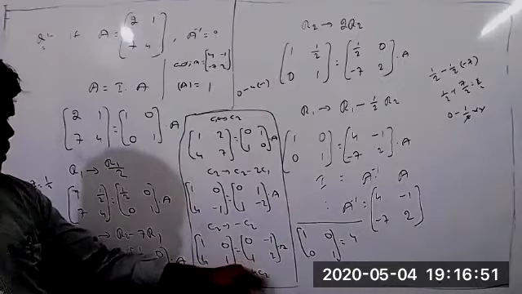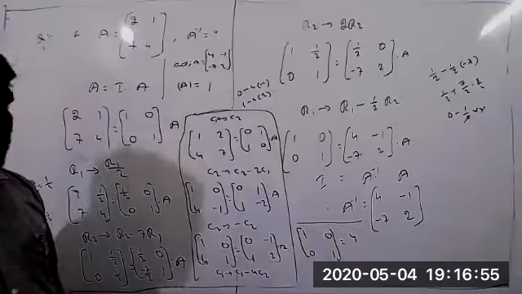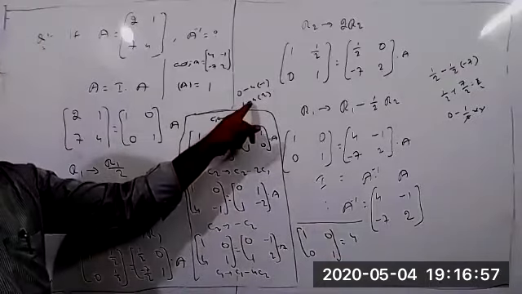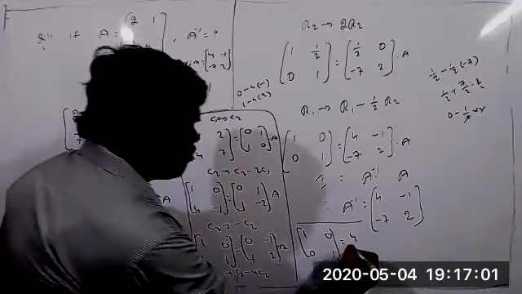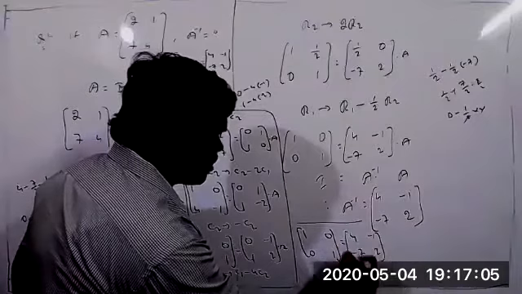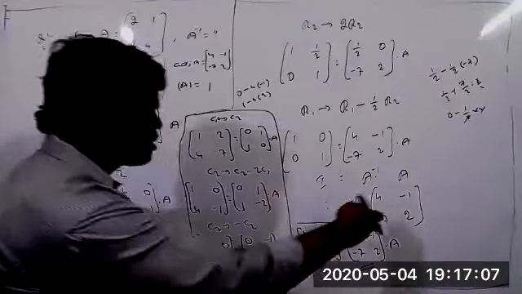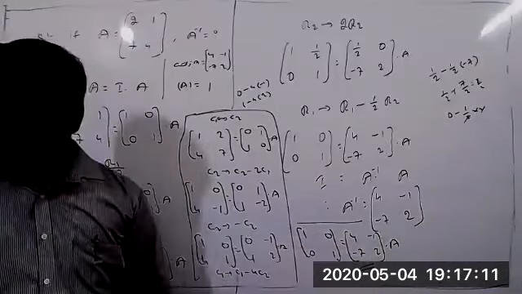1 minus 4 into 2 now. So 1 minus 4 into 2 equal to minus 8. 1 minus 8 equal to minus 7. So the second row I can write as this: minus 1 and 2 into A. You know we got the same matrix only. Therefore A inverse equal to how much? 4, minus 1, minus 7, 2.